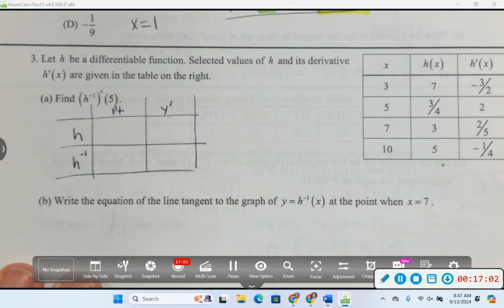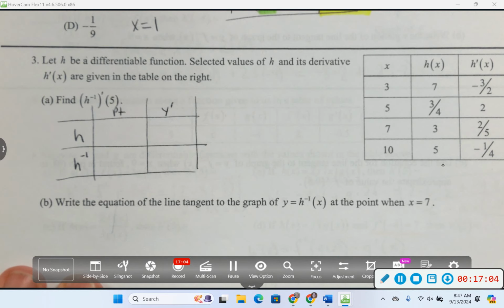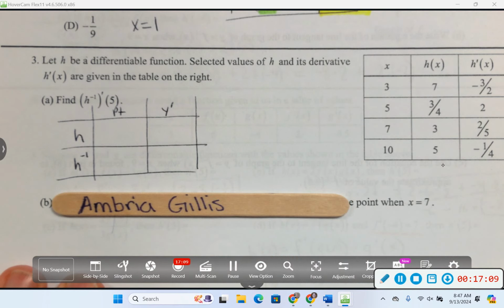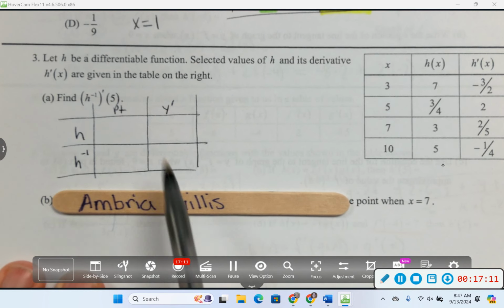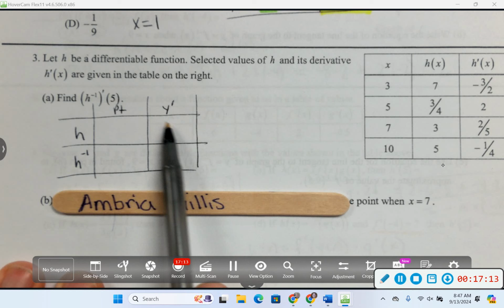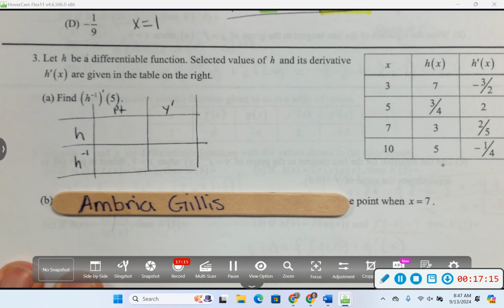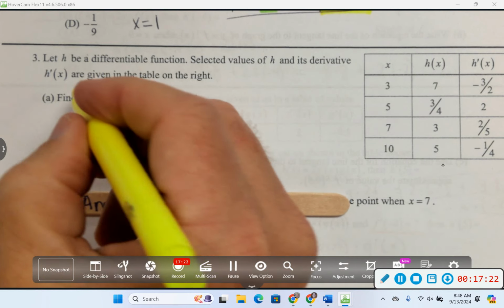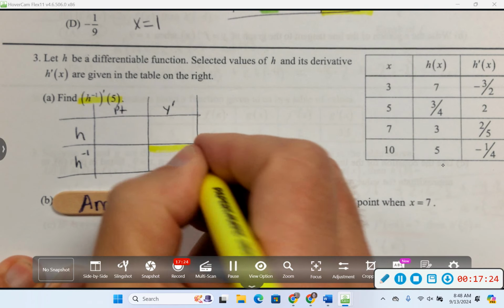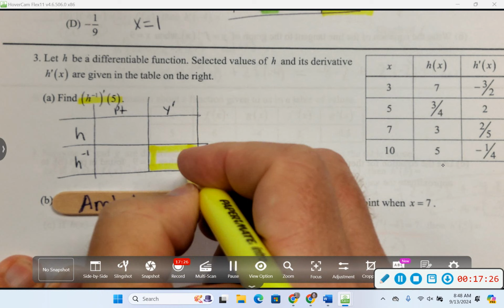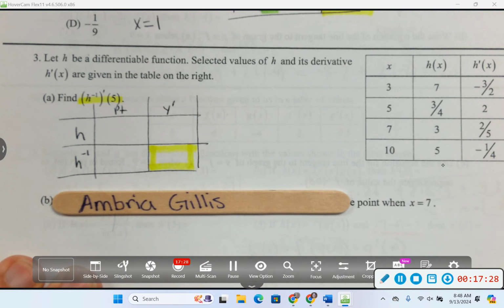So which box, Ambria, what box are we even looking for here? Top left, top right, bottom left, bottom right. What's the answer to the question? What box is my answer going to appear in? Bottom right. So this is what I'm looking for. So the first job is, well, what box am I aiming for here?